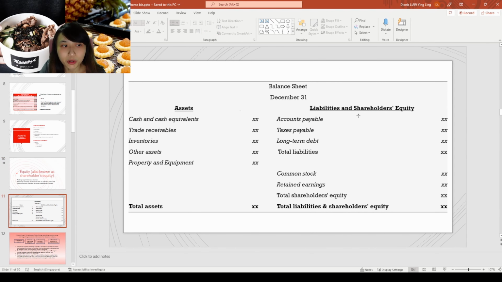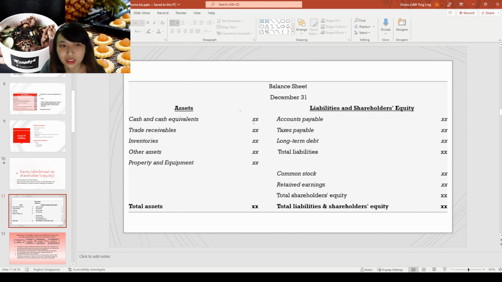Okay, so this is an example of a balance sheet. This is a sample. Assets are on one side, and liabilities and shareholders' equity are on the other side. Both must equal each other. Let me give you an example. When you put cash into the business, you will increase the cash assets. Maybe you start from zero.